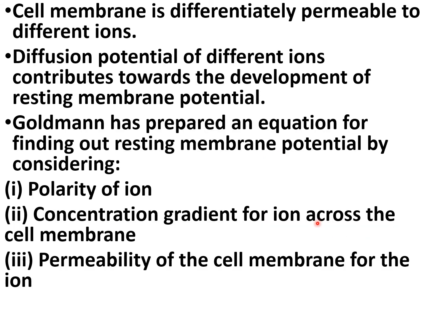The cell membrane is differentially permeable to different ions. The diffusion potential of the different ions contributes towards the development of the resting membrane potential. Goldman has prepared an equation for finding the resting membrane potential by considering the polarity of the ion, the concentration gradient for the ion across the cell membrane, and the permeability of the cell membrane for the ion.